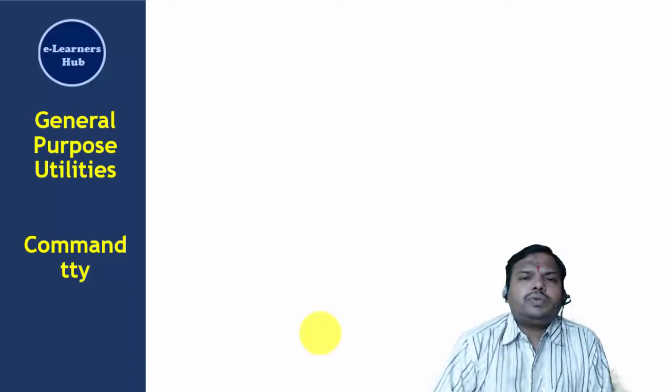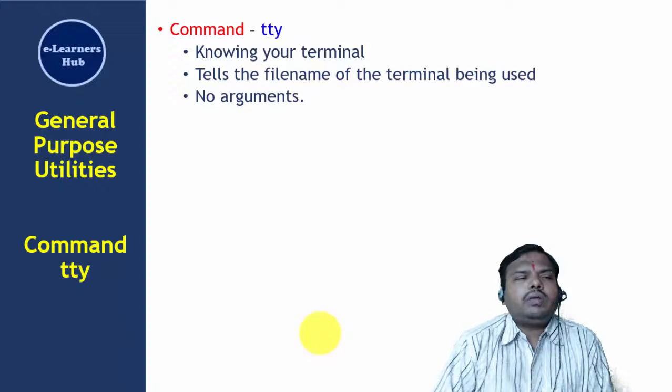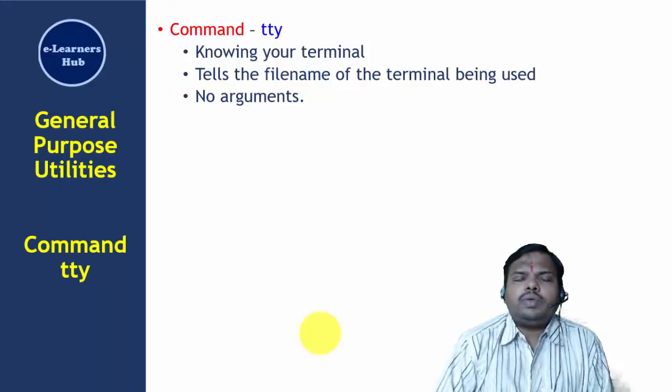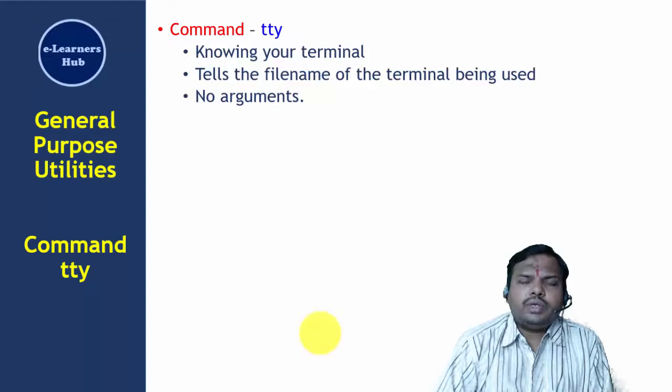The next command we see is the tty command. The tty command tells you about your terminal, that is, the terminal number from where you are executing the command. The terminal number is very useful when we are working in a centralized environment where we have a central Linux system and there are many users logging in from various systems. Every user gets a terminal number whenever the user logs into the Linux machine, and that terminal number is used to identify from which machine the user is executing the command.